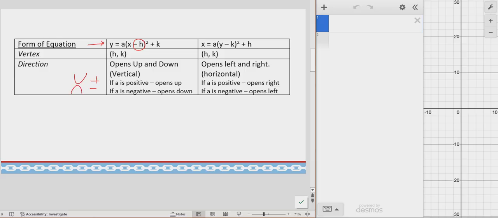The new part of this is going to be the x equals equation, and that is going to give you a parabola that opens left to right. Notice that the h and k values are flipped. K is now on the inside of the parentheses and h is on the outside. K is subtracted, so the k value is going to be the opposite of what you see. Either way, the vertex is going to be h comma k.